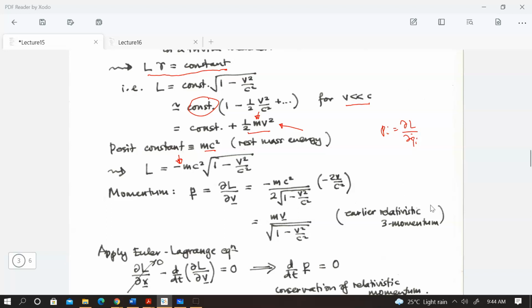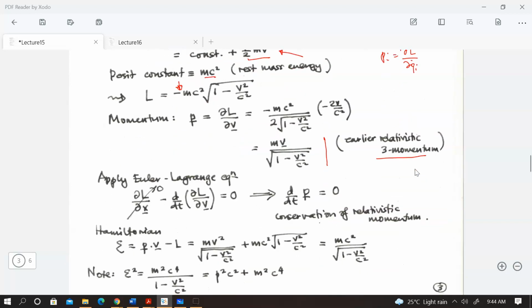And this is nice because this is essentially your earlier relativistic form of your three momenta. Okay, so this is great. This is something already familiar. Okay, and let's see what the Euler-Lagrange equation is supposed to be.